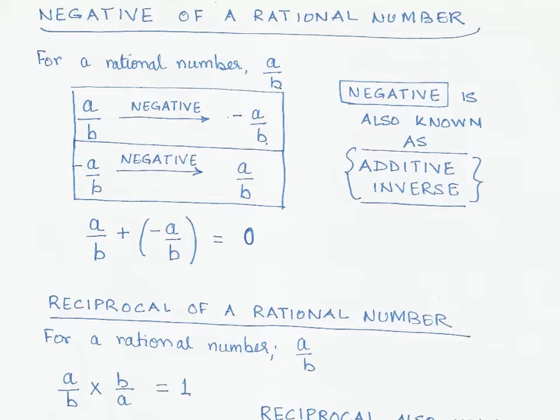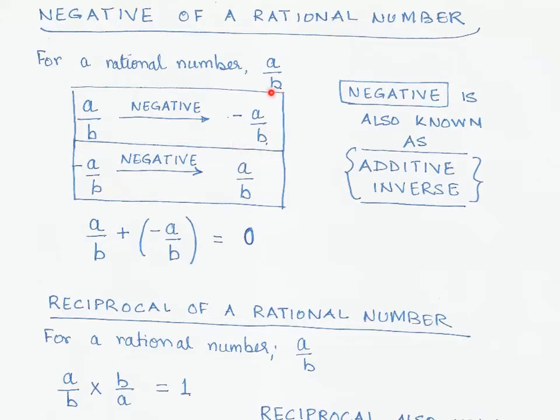So let us say that we have a rational number in the form of a by b. The negative of that is simply minus of a by b. That is, we just multiply by minus 1. Okay, so this is shown over here. The negative of a by b is minus of a by b.